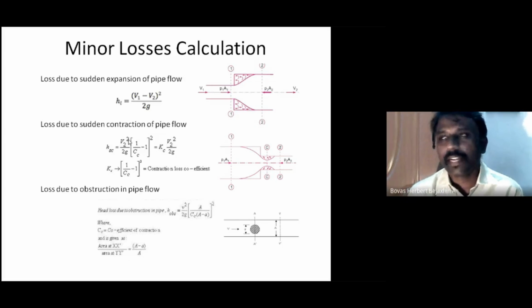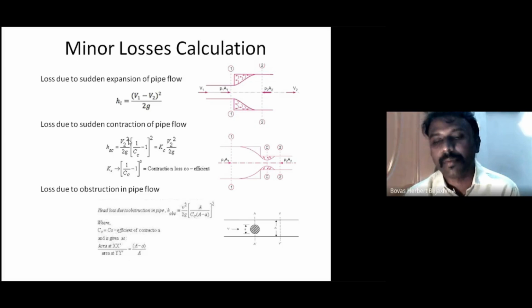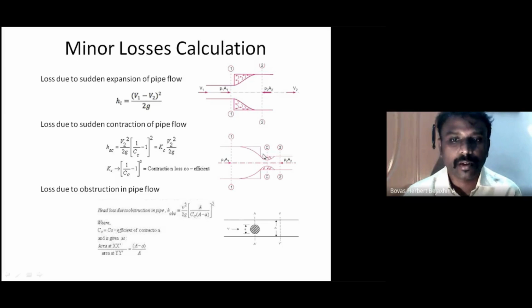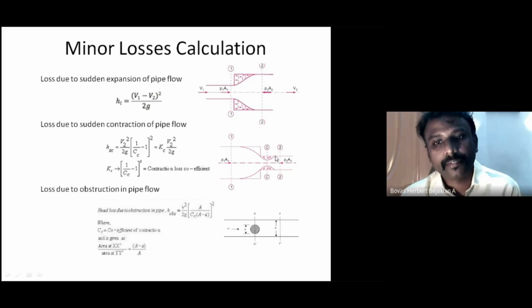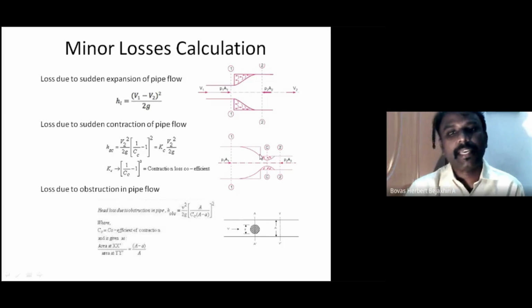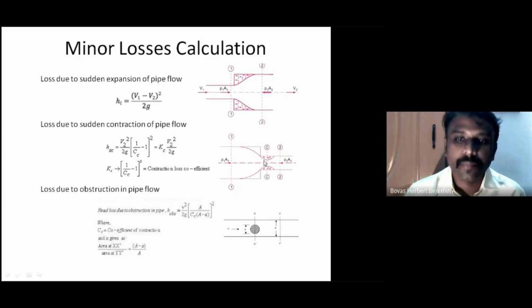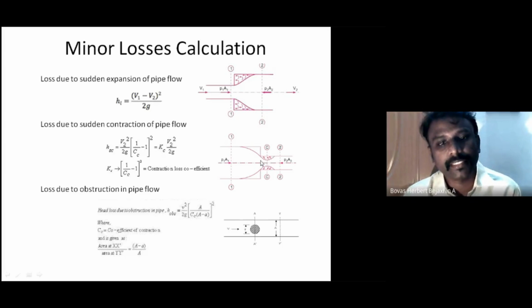So loss due to sudden contraction of pipe flow. Due to this contraction, the contraction coefficient will be formed. Due to the vena contracta area, this is mentioned as the vena contracta area, a curve-shaped space, an eddy-like space, will be formed. So it is called the vena contracta. The area of the vena contracta we have to calculate by using the formula Cc. Here Kc is the coefficient we have calculated. This is the formula, V2 squared by 2g into Kc, the formula for sudden contraction.